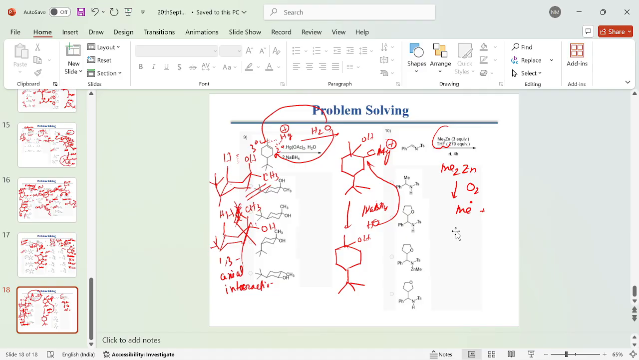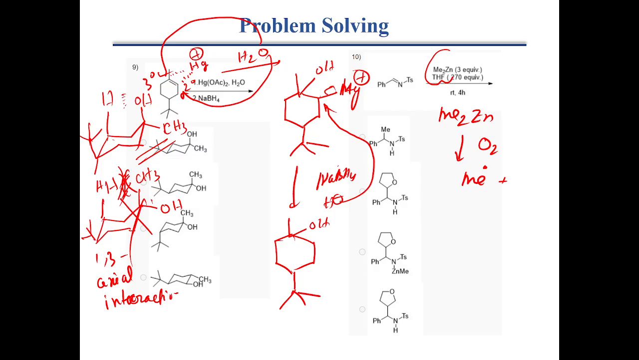So dimethyl zinc in presence of oxygen undergoes a methyl radical. It will form methyl radical. Then the radical reacts with the THF, tetrahydrofuran. So this is tetrahydrofuran. This is radically flipped and forms methane and tetrahydrofuran radical.